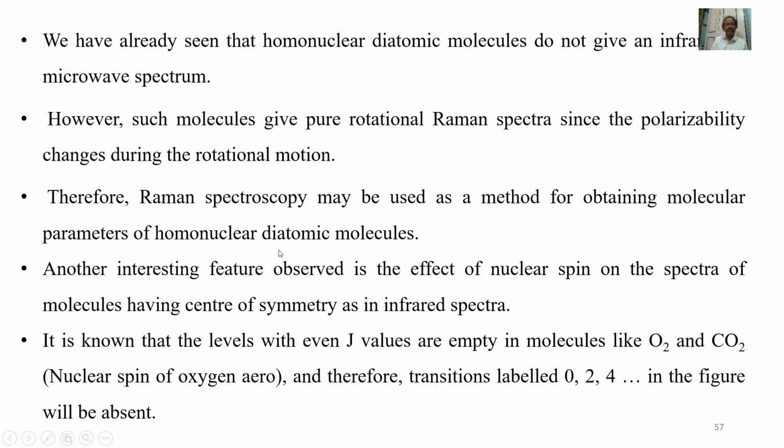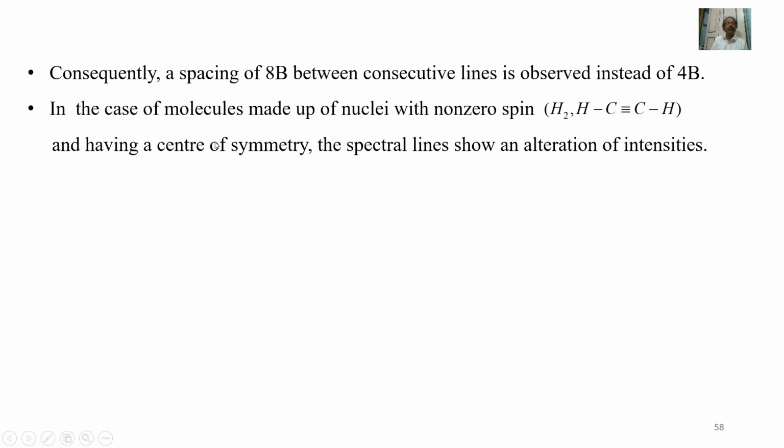Another interesting feature observed is the effect of nuclear spin on the spectra of molecules having a center of symmetry, as in infrared spectra. It is known that the levels with even J values are empty in molecules like O2 and CO2, that is, the nuclear spin of oxygen is 0, and therefore transitions labeled 0, 2, 4 in the figure will be absent. Consequently, a spacing of 8b between consecutive lines is observed instead of 4b. In the case of molecules made up of nuclei with non-zero spin, for example H2 and HC triple bond CH, and having a center of symmetry, the spectral lines show an alternation of intensities.